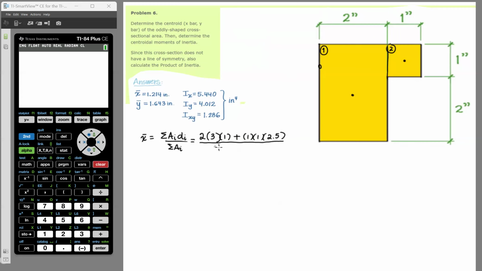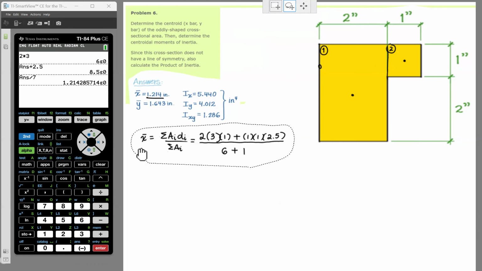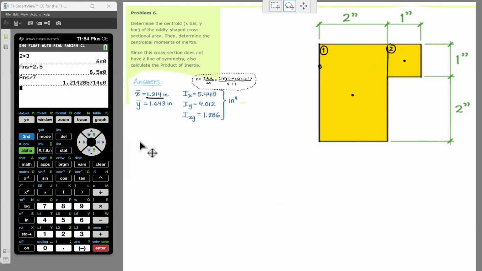In the denominator, I have 2 times 3 is 6, plus 1 times 1 is 1. Calculator, 2 times 3 equals plus 2.5 equals divided by 7 equals 1.214. All right, and we're going to want to keep all 4 of those sig figs in the subsequent steps. I'll write this up here in case we need it later.